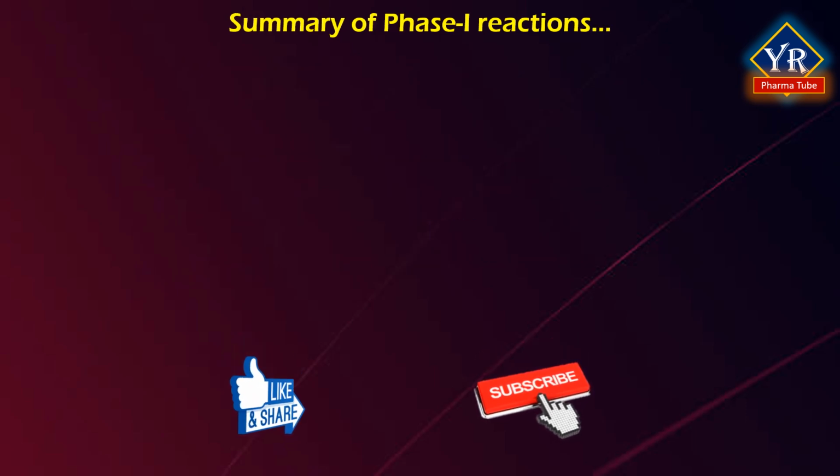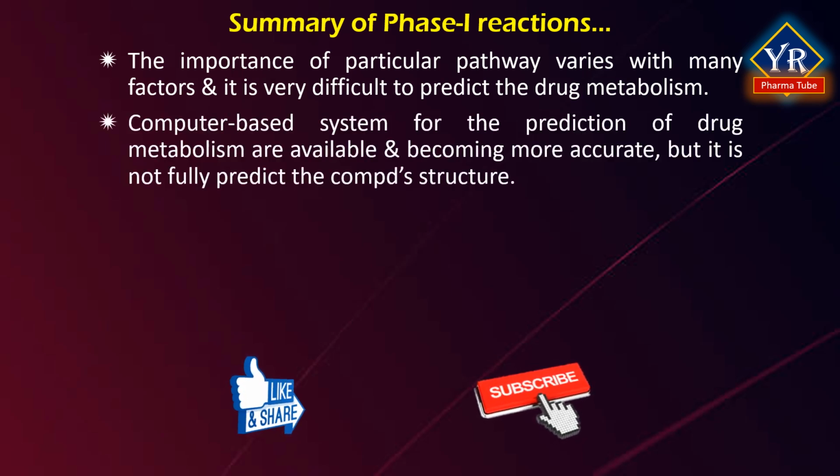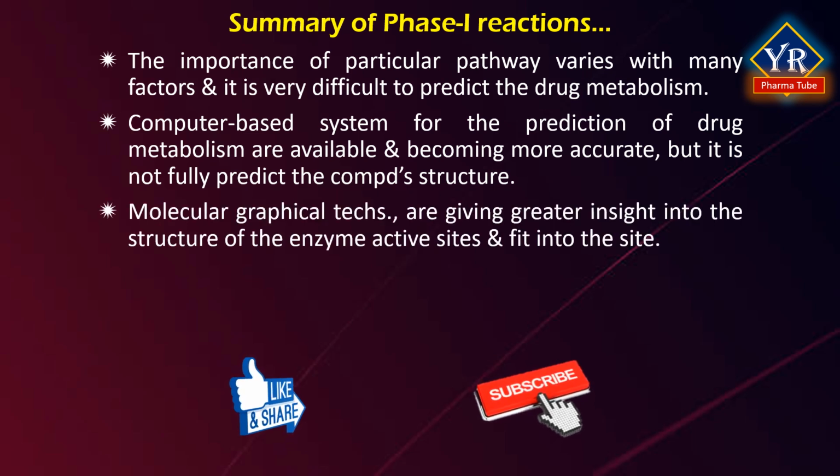It is also appreciated that many drugs can undergo a number of the reactions listed previously. Indeed, some drugs can pass along many of the routes of metabolism described above. The importance of a particular pathway varies with many factors, most of which are described in the previous videos, and it is obviously very difficult to predict the metabolism of a drug from the data given above. Computer-based expert systems for the prediction of routes of drug metabolism are also available and are becoming more accurate as data is added into them, but it is still not possible to fully predict the metabolism of a particular compound from its structure. However, molecular graphical techniques are giving a greater insight into the structure of the enzyme active sites and how substrates fit into the site.